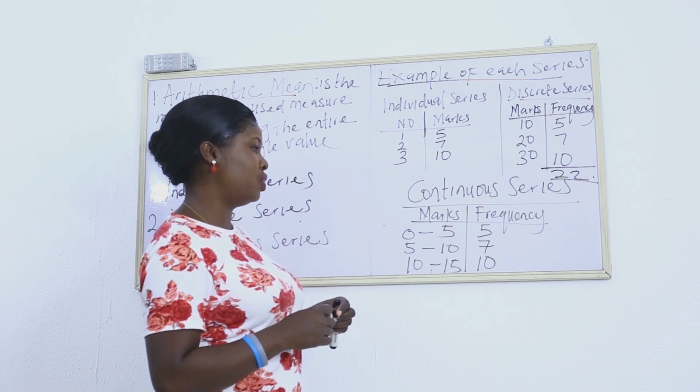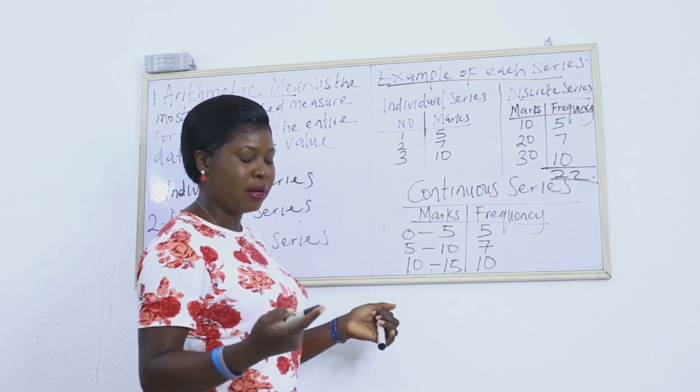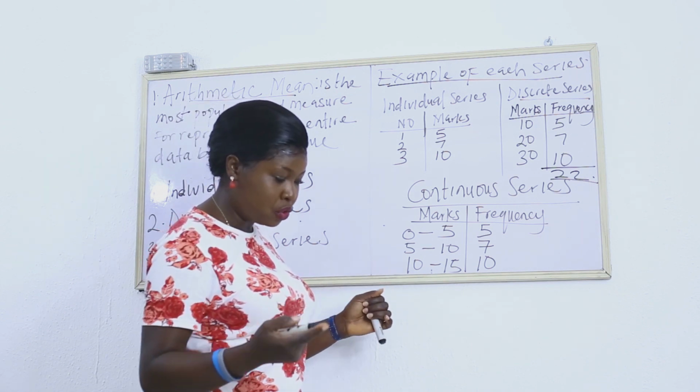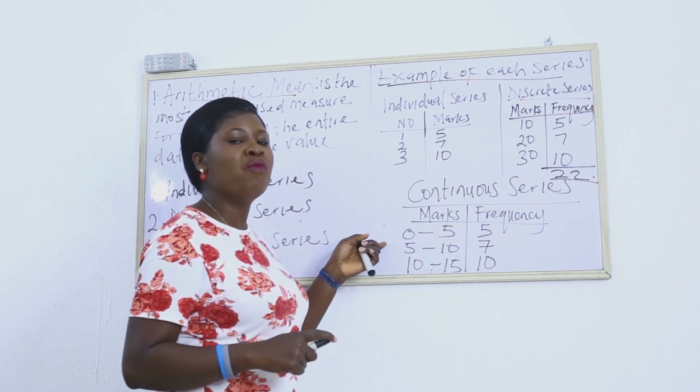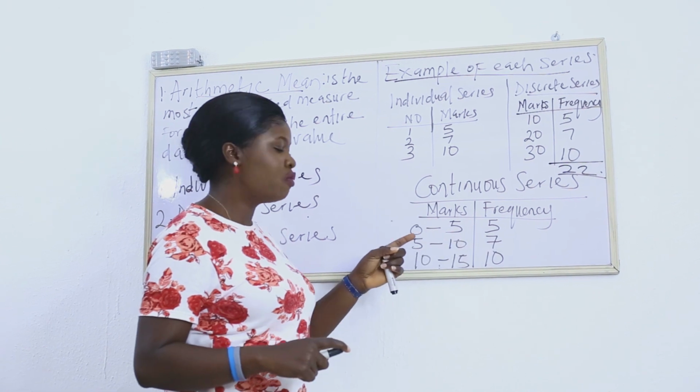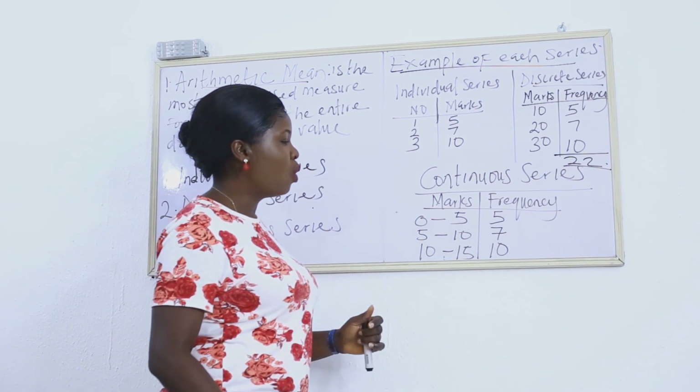Let's look at the continuous series. Like we said when we were doing frequency distribution series, the continuous series ranges from one value to the other. Let's look at what we have now.